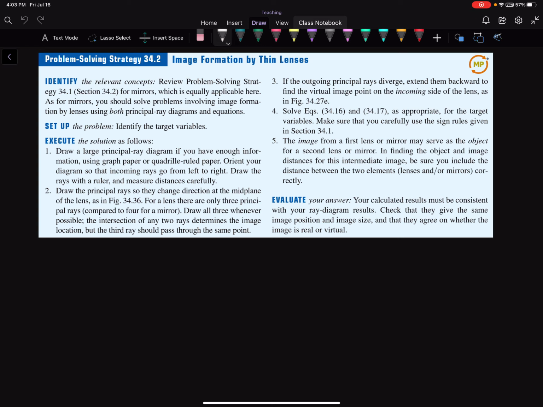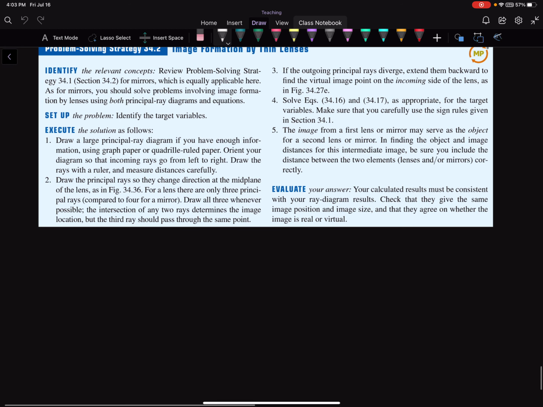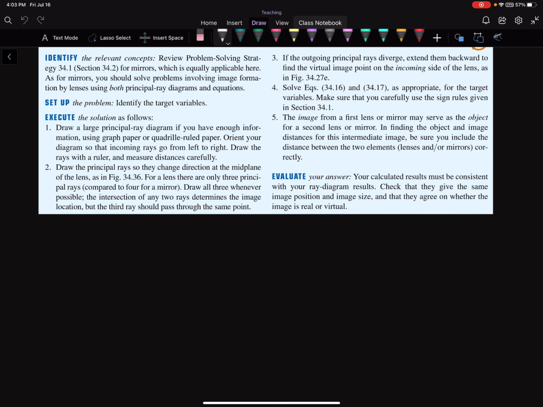In finding the object and image distances for the intermediate image, be sure you include the distance between the 2 elements, lenses and/or mirrors, correctly. And then, as always, evaluate your answer. So make sure that at the end of all this, you're checking your answer and making sure it all makes sense. Don't just chug and plug and then write down some crazy answer that you haven't thought about.